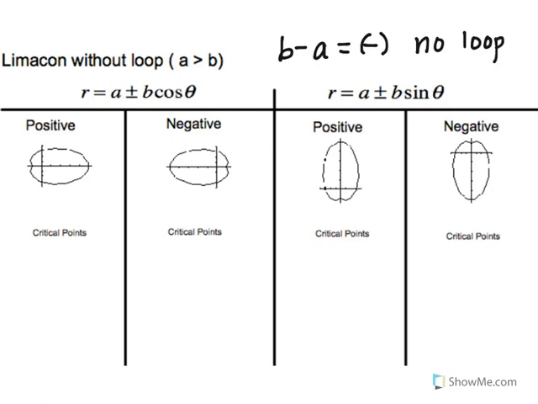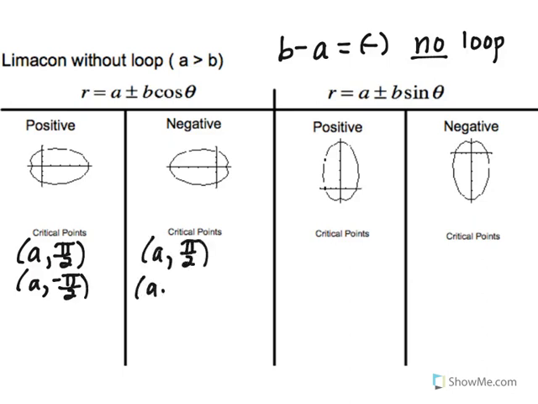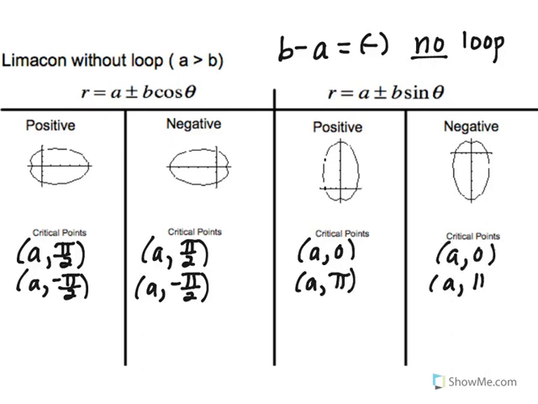Both start with N. Again, you want to know that because 0, 0 is not going to be a critical point there. So just like before with the Limacons and the other cardioids, we have a pi over 2 and negative pi over 2 for the cosine graph as two of your critical points. You'll have a 0 and a pi for the sine. You'll have a plus b.